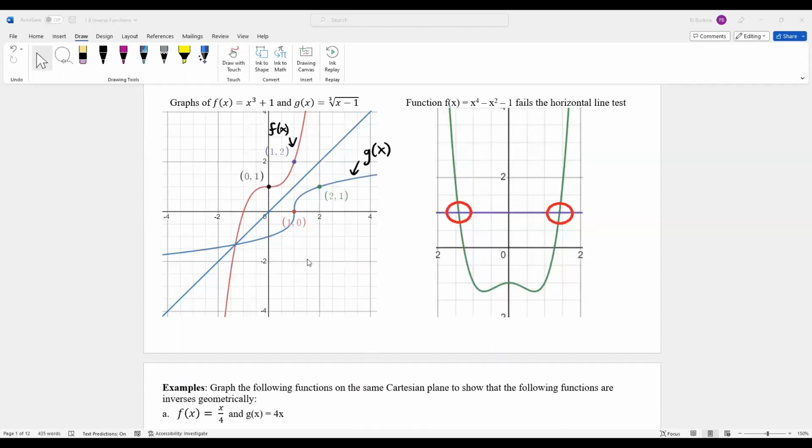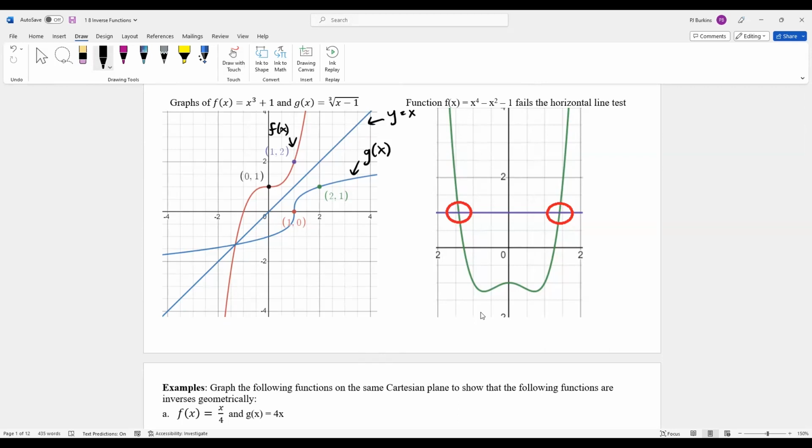Another thing you'll notice about the two functions is that if I were to take the function f of x and rotate it or flip it over this blue line here, which is the line y equals x, I get the blue curve, I should say.